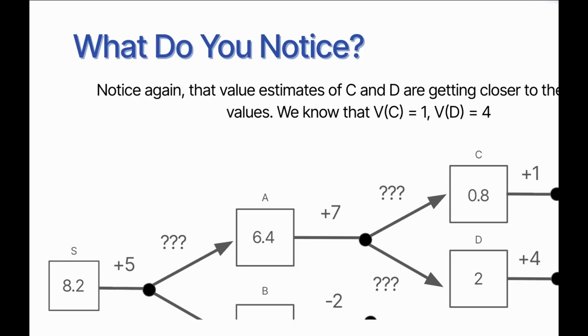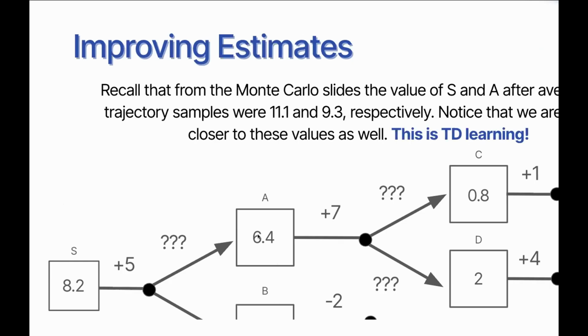So notice that as we apply the temporal difference update, the values are getting closer and closer to what they should be. So it's reasonable to assume that the values of S and A, even though we don't know their true values, are getting closer and closer to what they should be as well. If you recall, the value of S and A after averaging 5 trajectory samples were 11.1 and 9.3, right? And S and A are still a bit off, but they're getting closer. Remember, we started from 0. And if you remember, for one of these iterations, the value of S went from 5.5 to 5.3. It went down a little bit, but immediately got corrected as you tried out more experience. This is temporal difference learning.